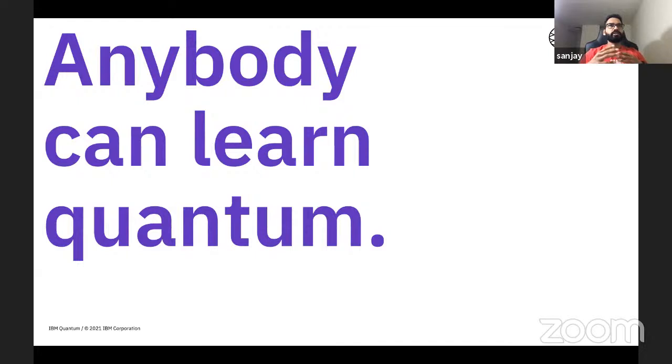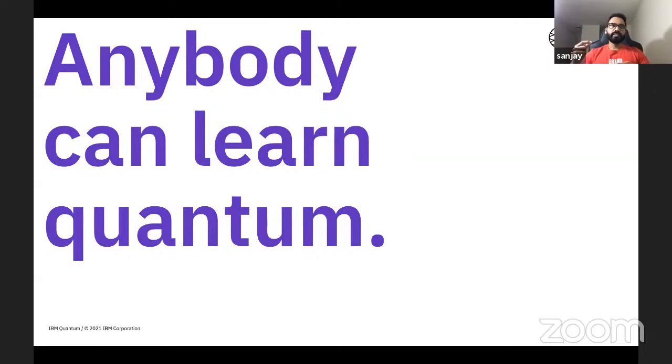Second, I want to conclude this session by saying that anybody can learn quantum computing. It's not that quantum computing can only be learned by a physicist or a mathematician. You don't have to be a physicist or mathematician to learn quantum computing. You don't have to be a great mathematician or physicist or anything.